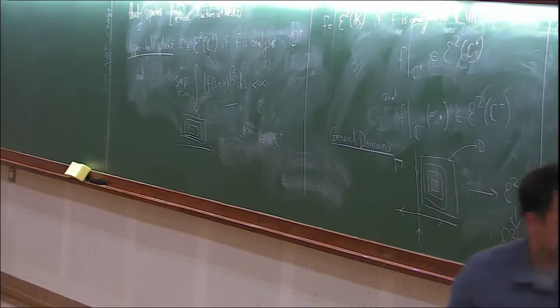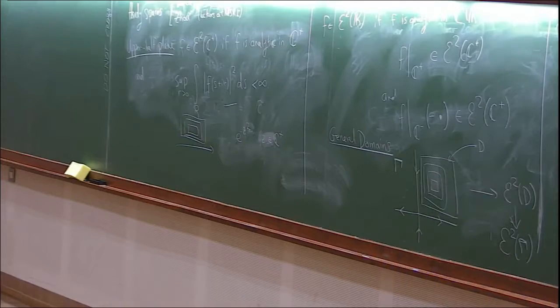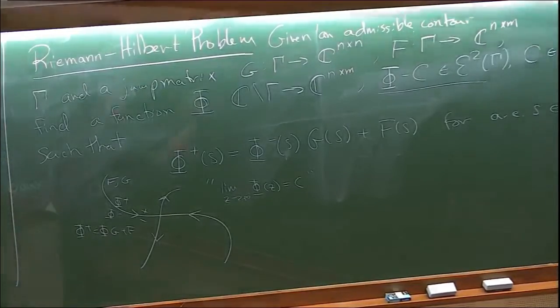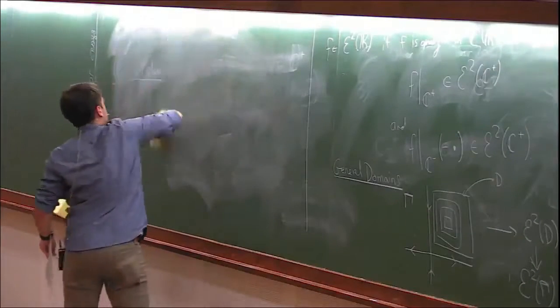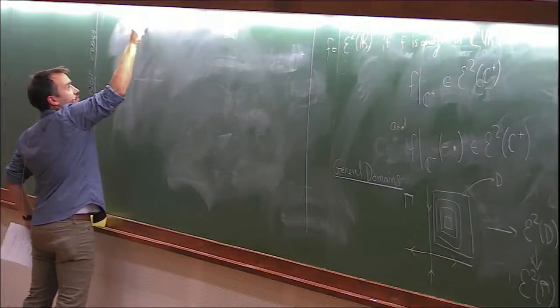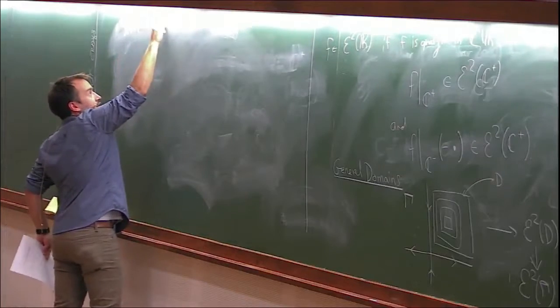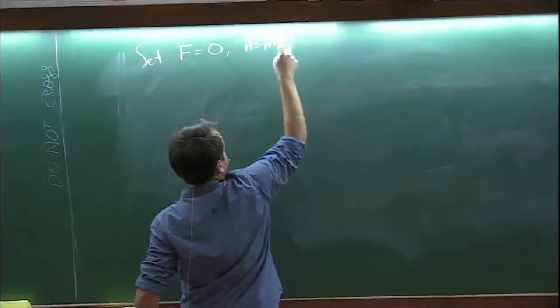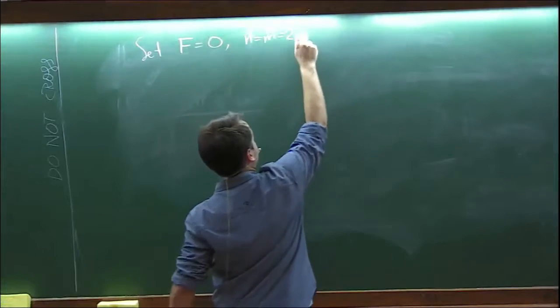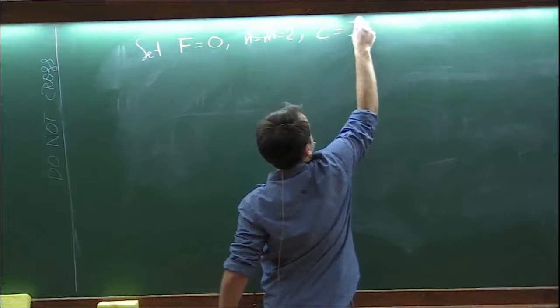So that's the general problem. Let me simplify the setting a little bit. What I'm going to do you can easily do for the general setting, but let's do a calculation where we set f equal to 0, n equals m equals 2. I'm not going to really use that, but I just want to think of things being square, and this is the case that we'll see later on. And C is the identity matrix.